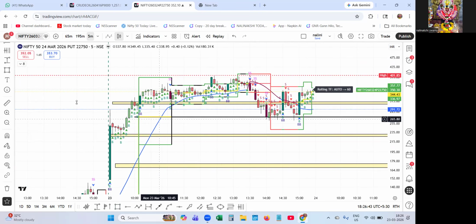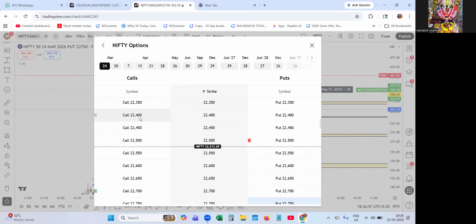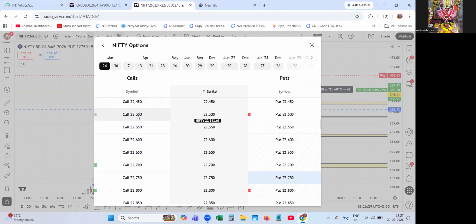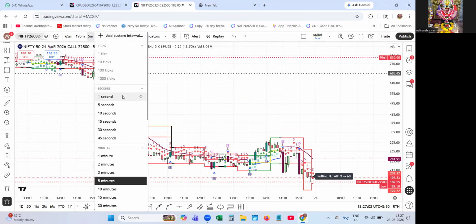Same way, if you are on the wrong trade, for example, if you have taken a call option thinking that it is going up, and when the market comes down, you have gone into the 22,500 call option. Let us see. Let us go to the 1 minute time frame.